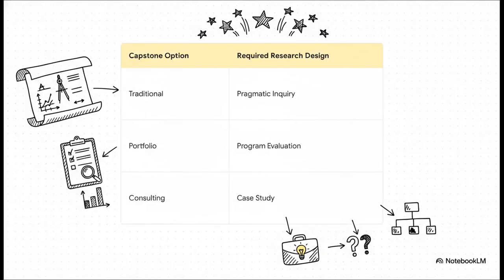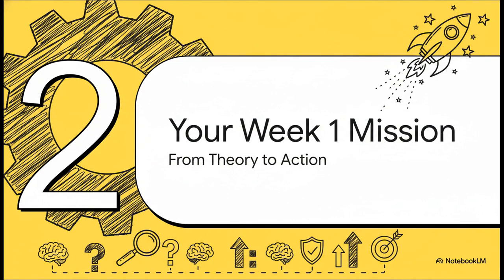Okay, this slide is the core of what you need to know right now. It's super straightforward. If you choose the traditional capstone, you're using pragmatic inquiry. If you go with the portfolio option, your design is program evaluation. And if you pick the consulting route, you're doing a case study. See? Your choice of capstone automatically sets up your entire research framework. Simple as that. All right, that covers the what and the why.